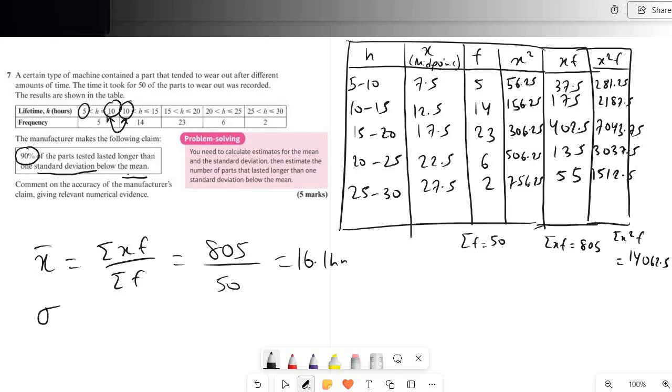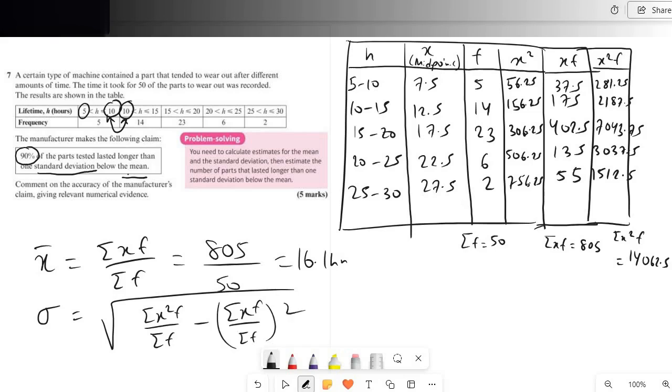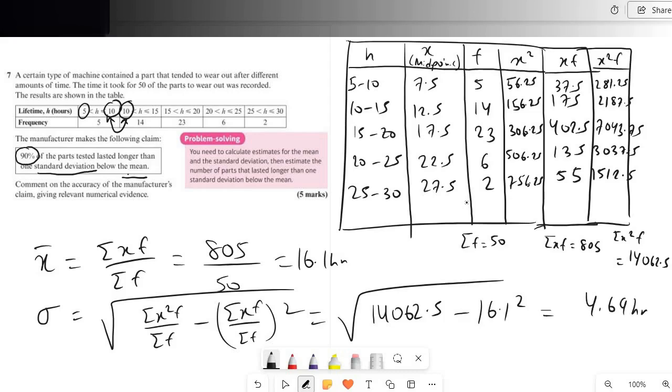Now we can calculate the standard deviation, which is the square root of summation of x squared f, or fx squared, divided by summation of f, minus the mean whole square. So xf divided by summation of f whole squared. This gives us 14062.5 minus the mean whole square, so 16.1 whole square, giving us a value of 4.69 hours to three significant figures.